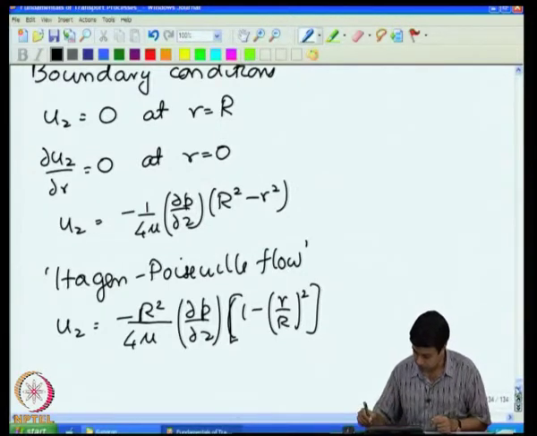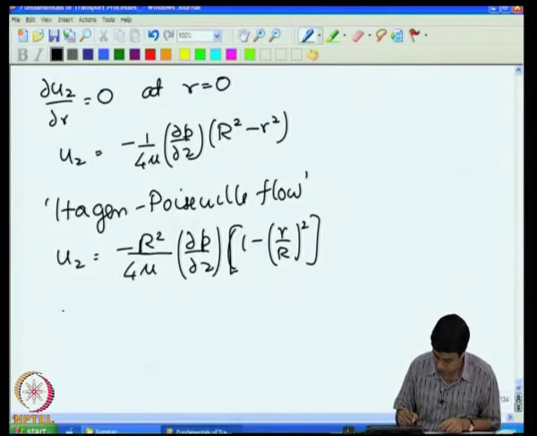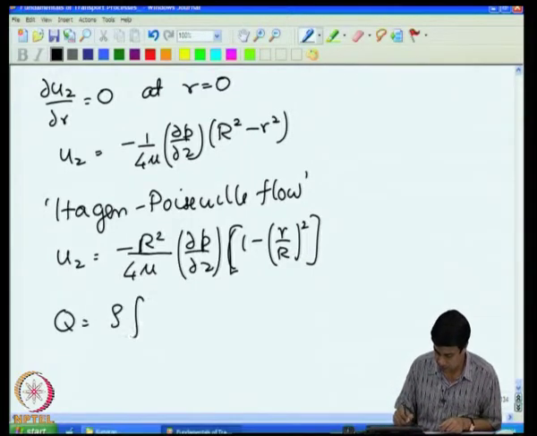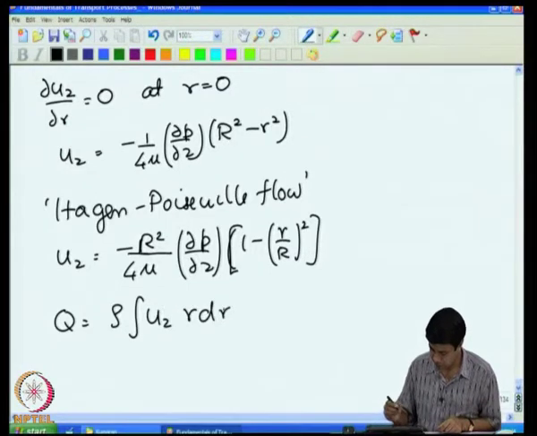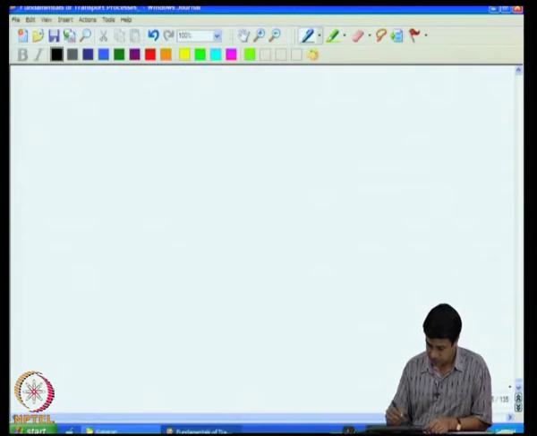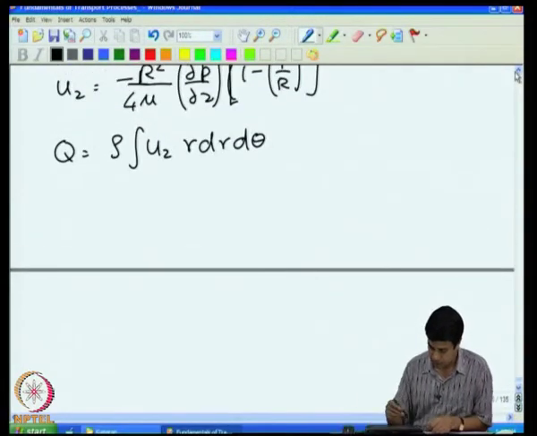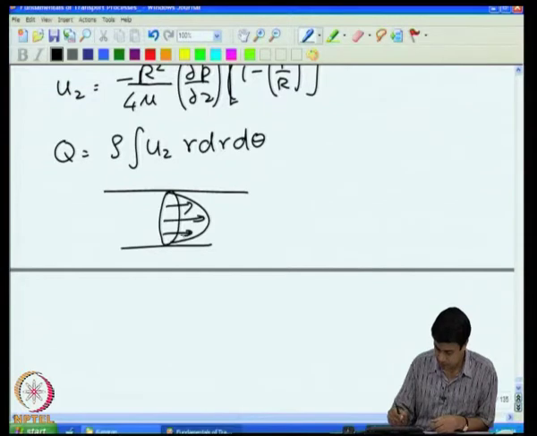Now, one can calculate the total flow, total mass flow, due to this velocity profile. The total mass flow Q is equal to rho times the integral of u_z times r dr. So, basically what I have is a pipe of certain cross section, it has a certain velocity profile, and I am calculating the integral of u_z times the differential area.